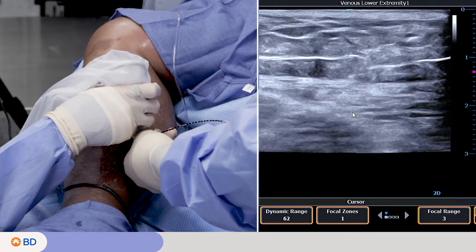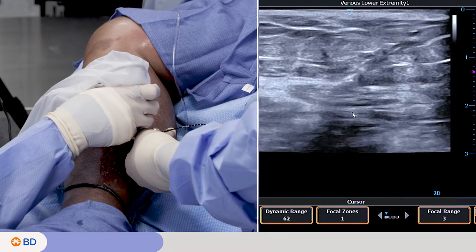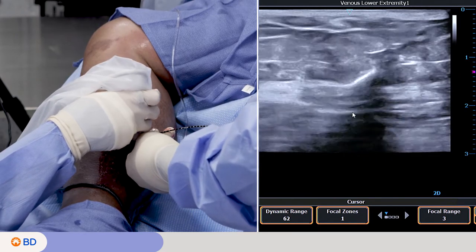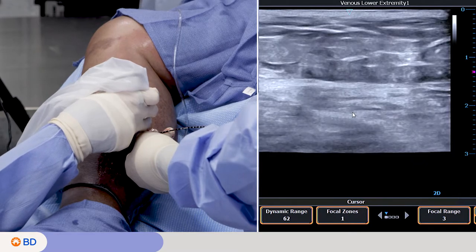Here you can visualize where the catheter is placed. It is recommended the catheter heating element be placed at or below the level of the deep fascia.